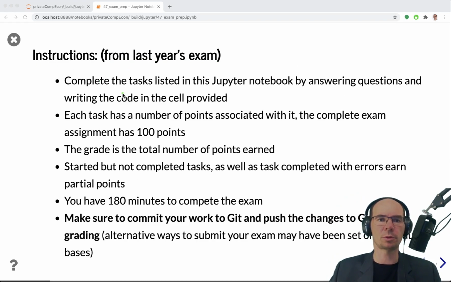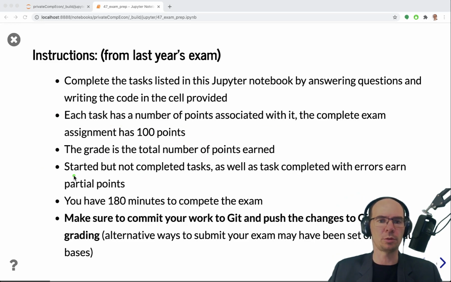So the instructions from last year were to complete the tasks in the given Jupyter notebook by answering questions and writing code in the cells provided. So it's very similar to your usual weekly assignments or the midterms. The tasks will be distributed as Jupyter notebooks, and the answers you provide also should be in the Jupyter notebooks. Each task has a number of points associated with it, and all of the points sum up to 100 points. The grade is the total number of points earned.